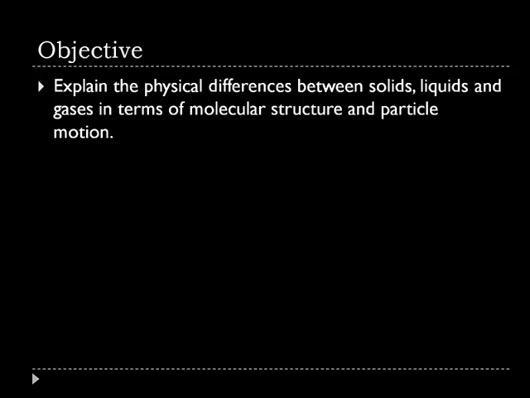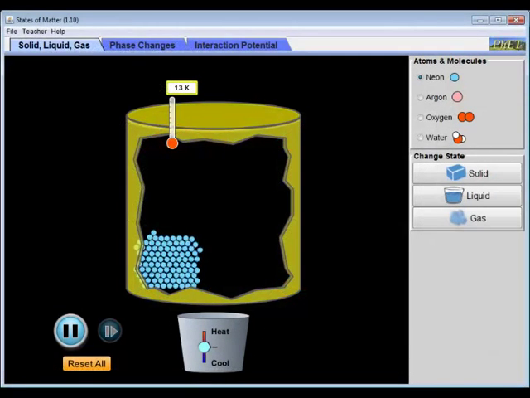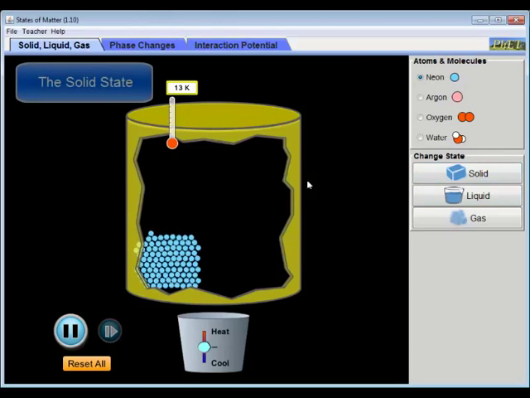So our objective is to explain the physical differences between solids, liquids, and gases in terms of molecular structure and particle motion. And we're going to do this by having a look at a simulation which allows us to look and compare what's going on with a macroscopic sample and relate it to what's going on with the individual particles within that sample.